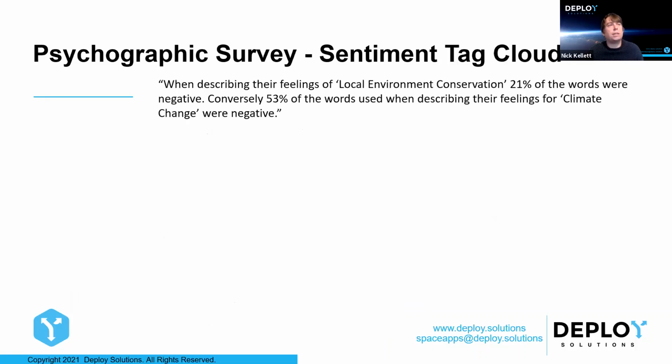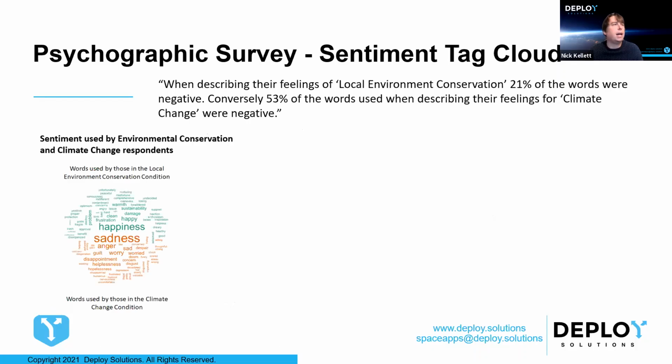They also produced a tag cloud on the sentiments that were expressed. So again, this was a psychographic survey. They were asked what their thoughts and feelings are, and what some key words are that they could contribute, and then a tag cloud was created. So overall, when describing their feelings on local conservation, a large proportion of the words were positive and only a relatively small proportion were negative, but about half the feelings that were described for climate change were negative. In other words, it's a far more overwhelmingly negative concept and topic than local environmental conservation.